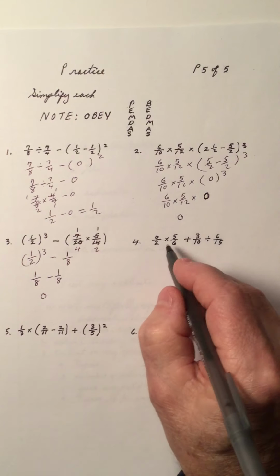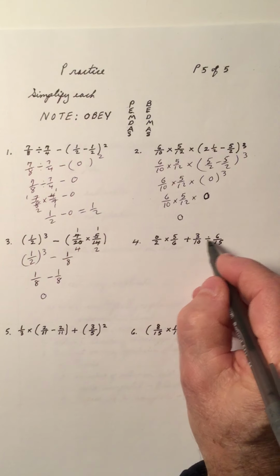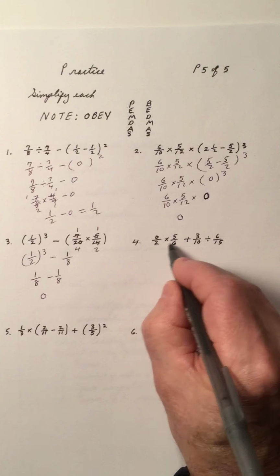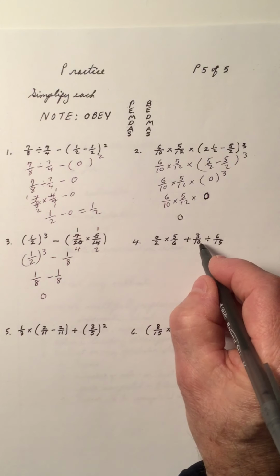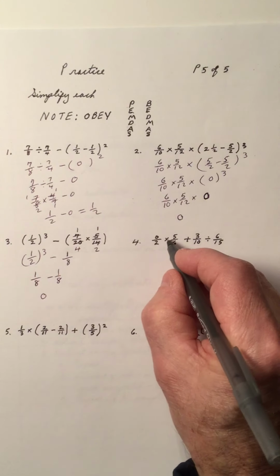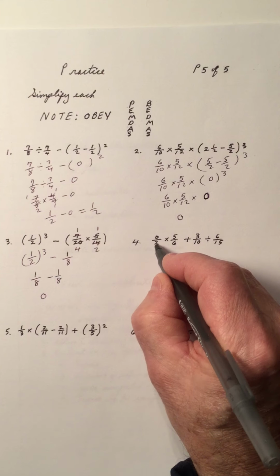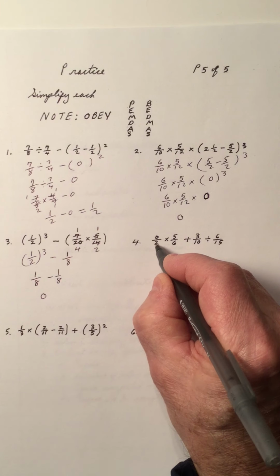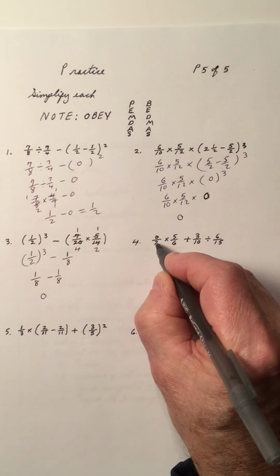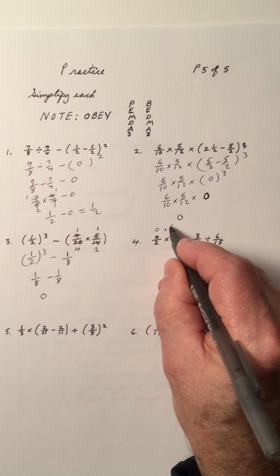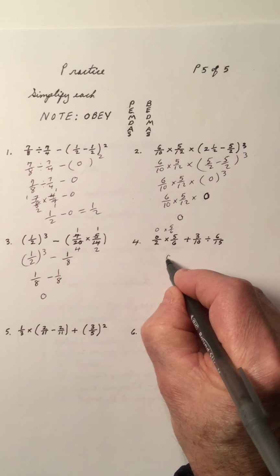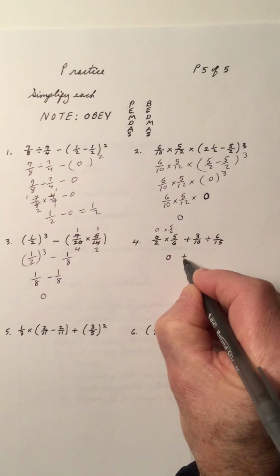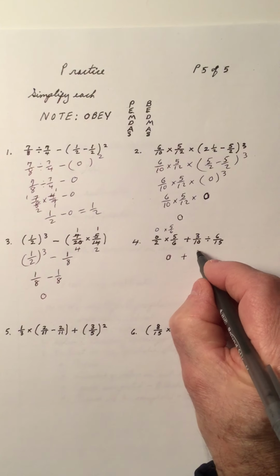Number 4, I see a multiplication and a division and an addition. I will do the multiplication and division from left to right. I see 0 over 2. So 0 over 2 is a 0. So that's a 0 times 5 over 6. That becomes simply 0. Now I do my division.